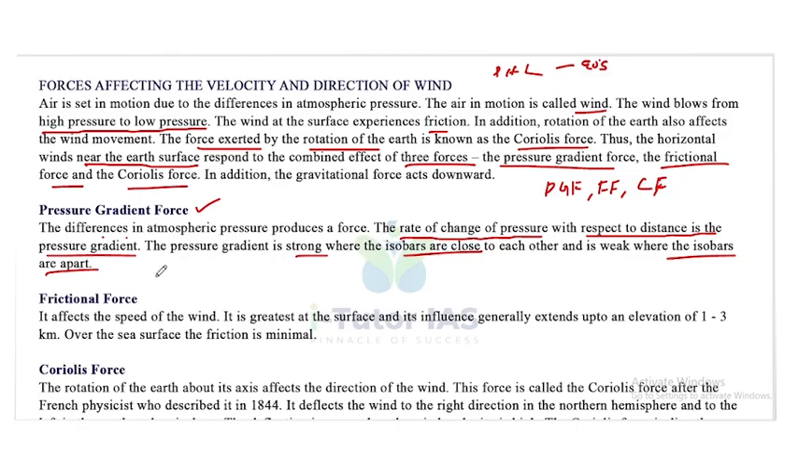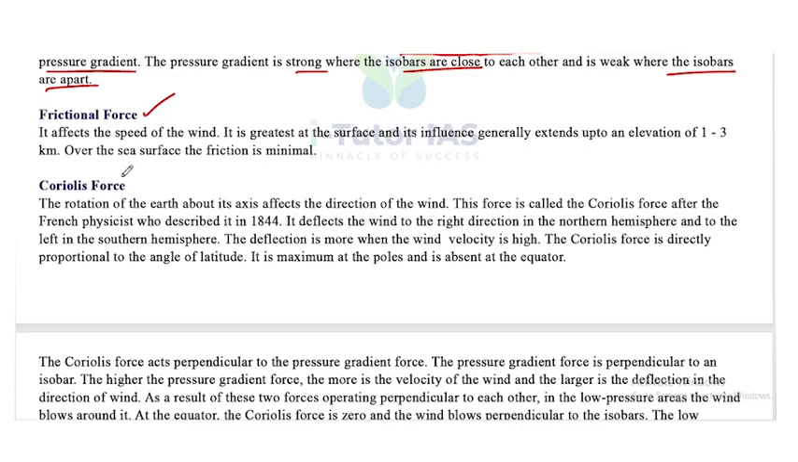Now frictional force. It affects the speed of the wind. It is greatest at the surface, and its influence generally extends up to an elevation of 1 to 3 km.